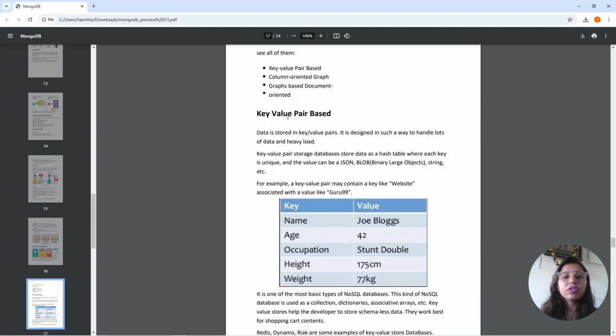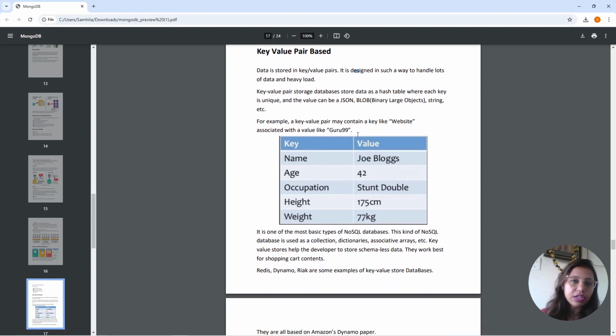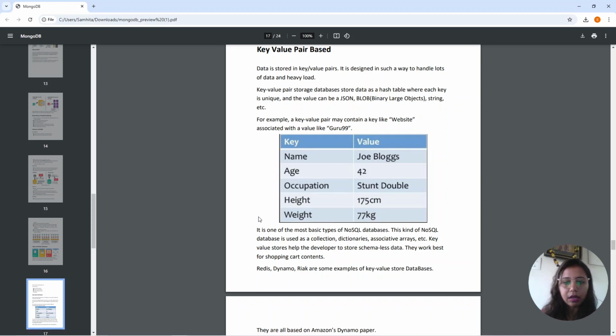Okay, so the first one is key value pair. Very simple. You have already used it in Python dictionaries. I think in your first year you studied Python, where you have dictionaries and key value pairs, right? You have a key and then you have a value for it. This is how it works. The data is stored in a key value pair. So that is your key value pair based NoSQL database.